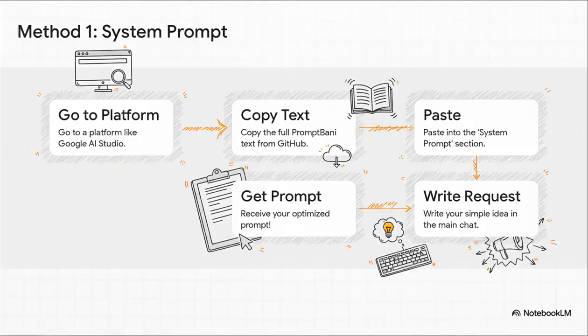So with that in mind, the number one recommended method uses that system prompt feature. You just go to a platform that has one, like Google AI Studio, you grab the full Promptbani text from its GitHub page, which is basically this big rulebook that tells the AI how to be a prompt engineer, and you paste that right into the system prompt box. After that, all you have to do is type your simple idea into the normal chat, and bam, you get a perfectly structured prompt back.